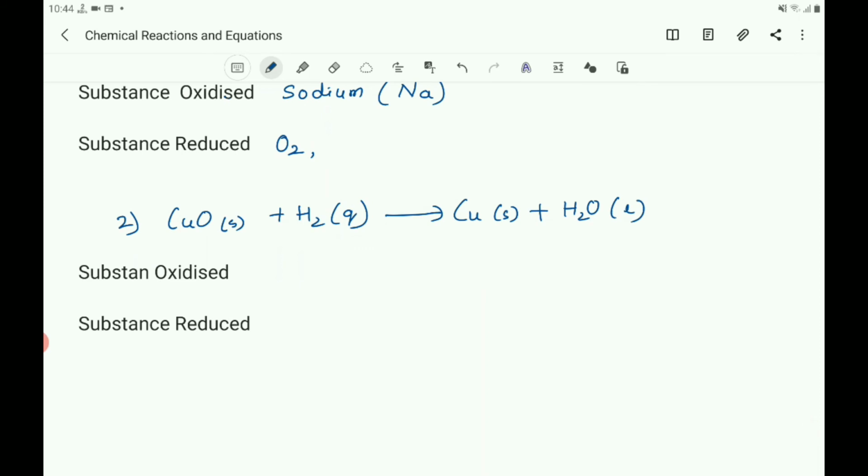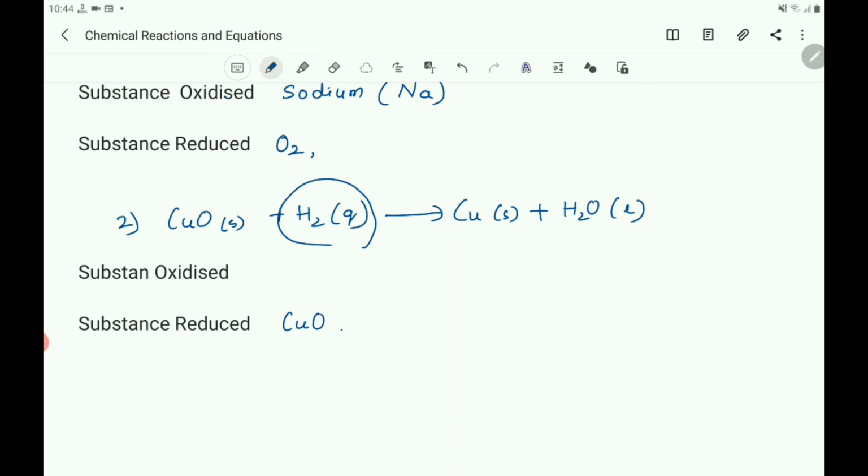Next you come to the second equation. CuO plus H2 gives Cu plus H2O. Here on the reactant side there are two substances, one of which is copper oxide. Copper oxide loses oxygen and is reduced to copper. So the substance reduced here is CuO. CuO loses oxygen, so you can say that it is reduced.